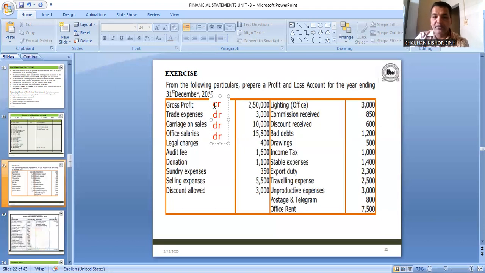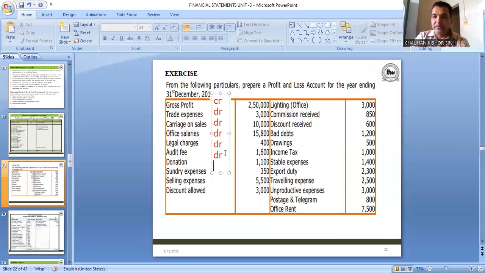Any type of legal expense, legal charge, will go on the debit side. All these are indirect expenses because they are not related with the production. They are not related with the purchase. They are related with the administration of the business, for running the business. Then audit fees are given, and they will go on the debit side of the profit and loss account.